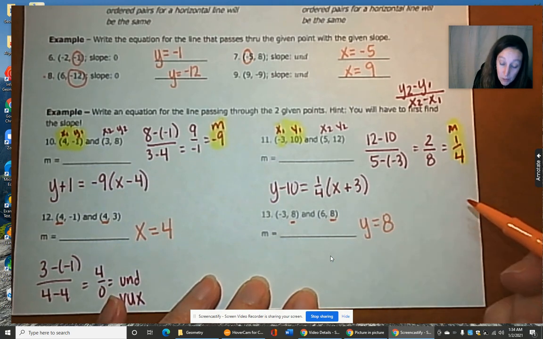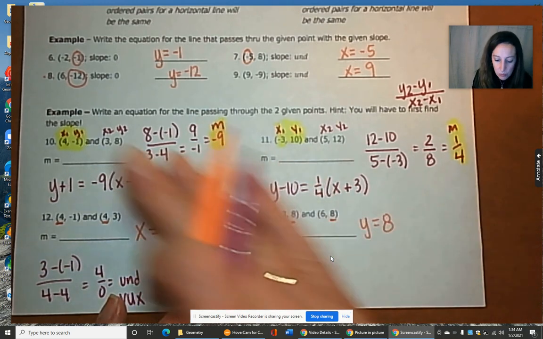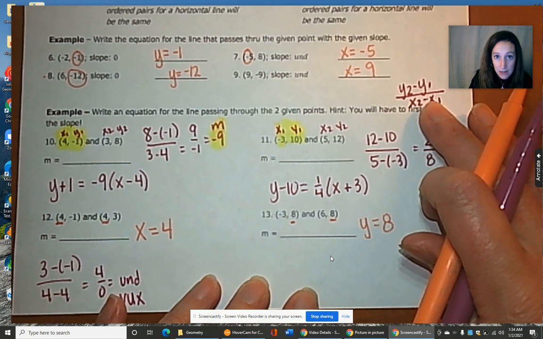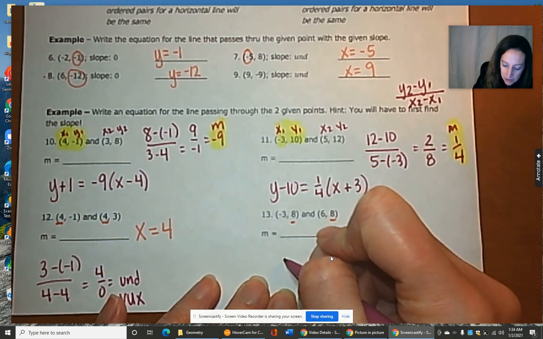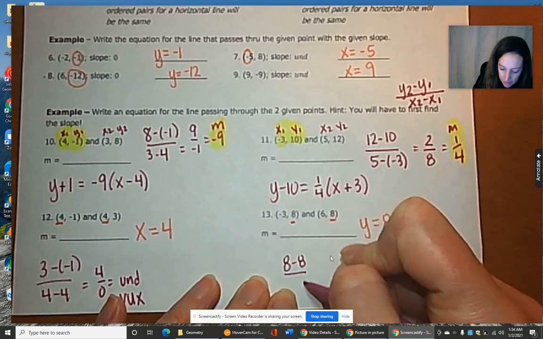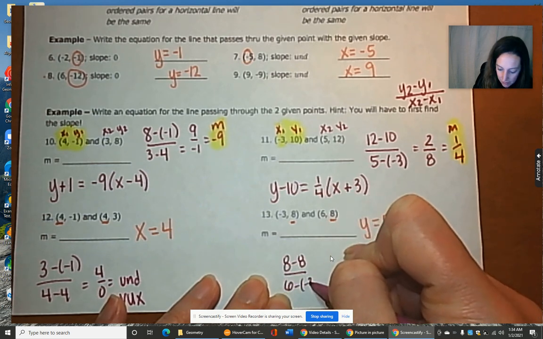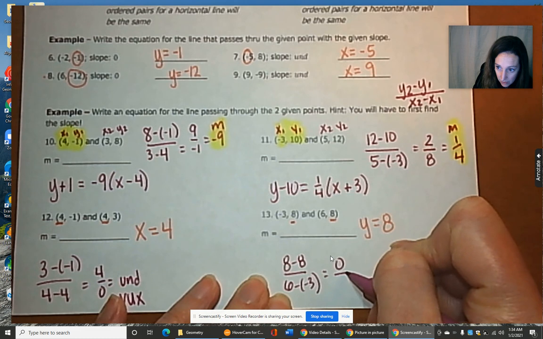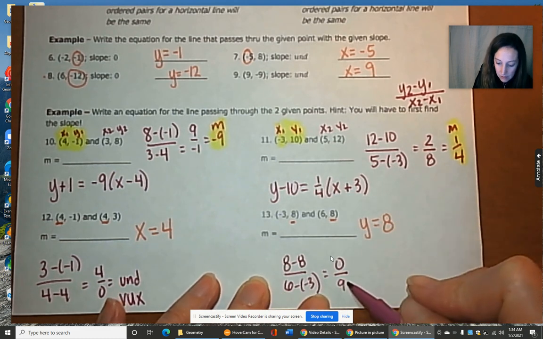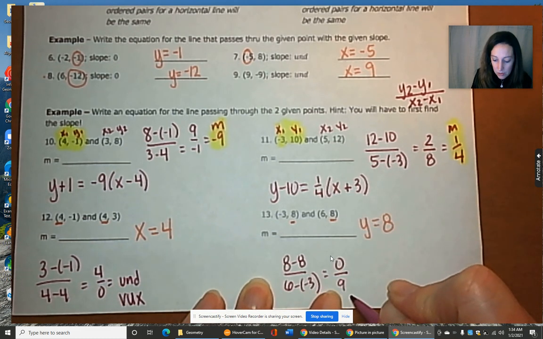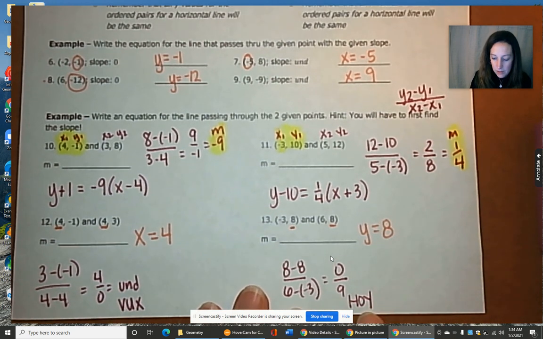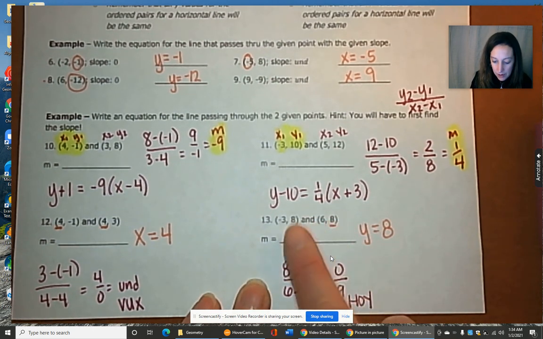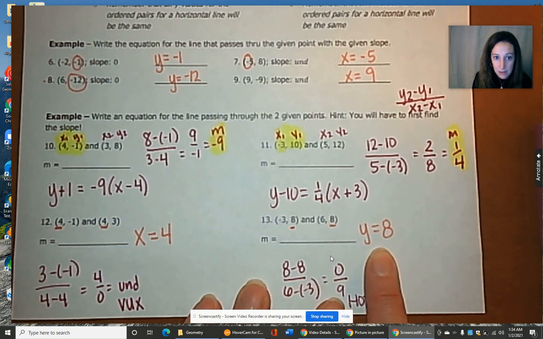So if you hadn't noticed that, though, and you just went blindly through and did the y2 minus y1, it's okay. You would still be given that clue, because if you did 8 minus 8 over 6 minus a negative 3, you get 0 over 9. Well, a 0 slope, you should hopefully be thinking HOY. All right? So HOY means y equals. Y in both cases is 8. That's my answer.